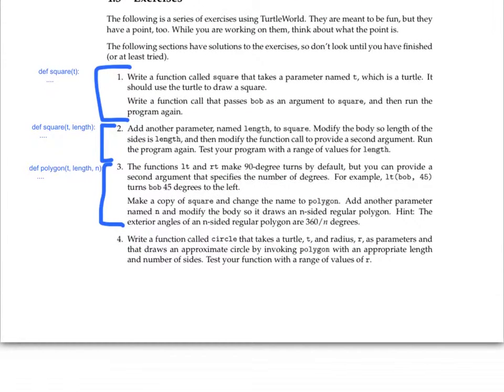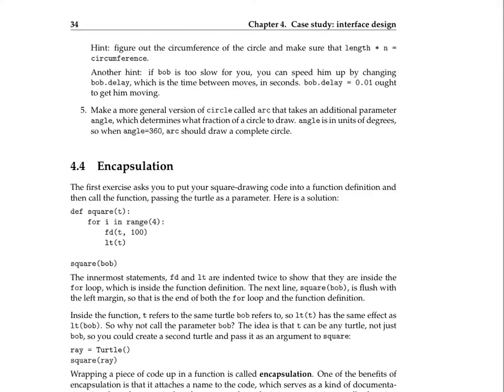Finally, we're going to make use of our new polygon function to write a circle function, and it takes the turtle t and the radius of the circle as its parameters. Now he works through the execution of these tasks. First of all, we have the definition of the square, which just takes the lines that we had before and wraps them in a function definition.